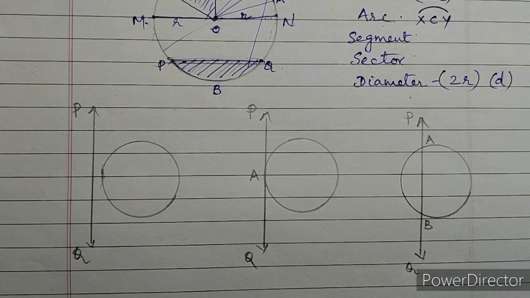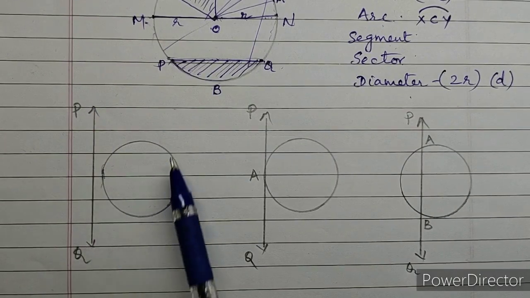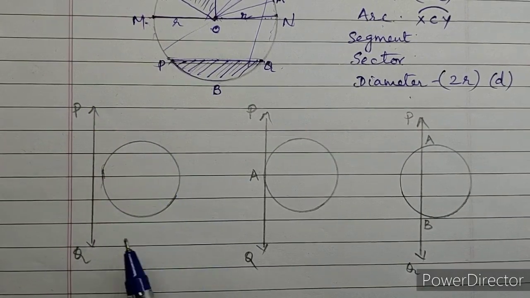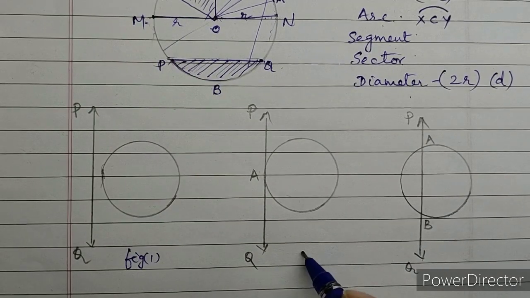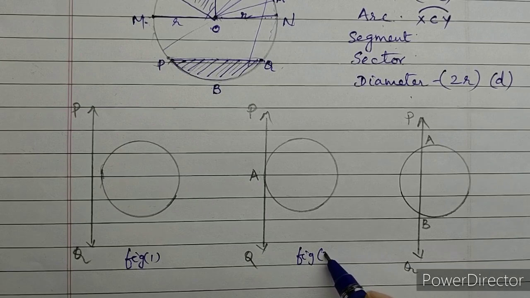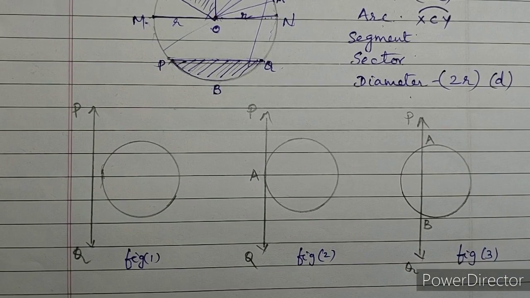So here one circle and one line is given. Line name is PQ and this is the circle. This is figure 1, first figure. This is figure 2, second figure, and this is third figure. So 3 cases I have drawn here.